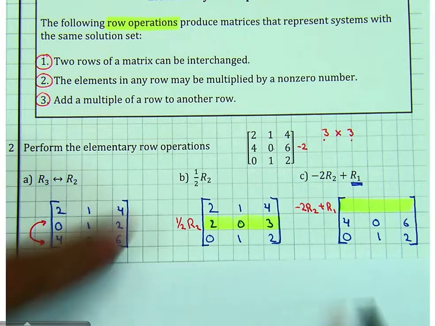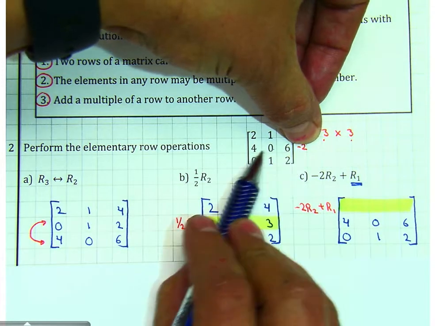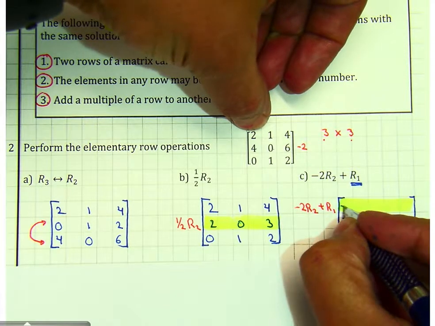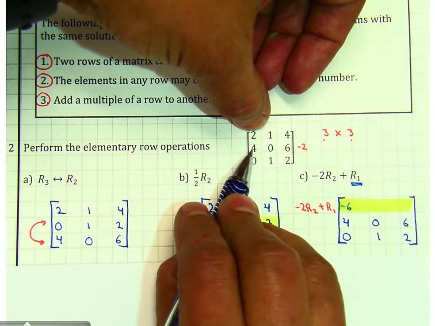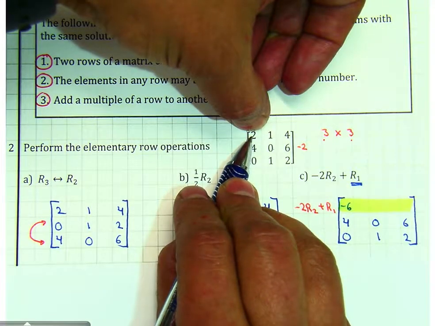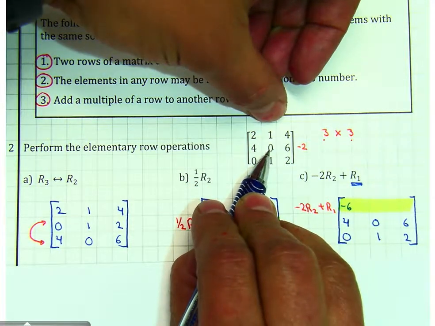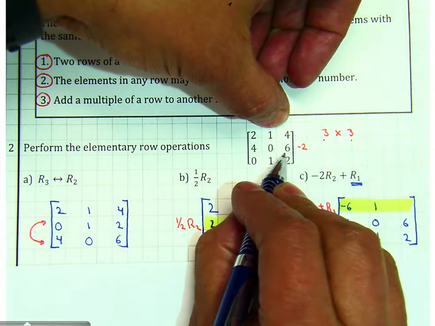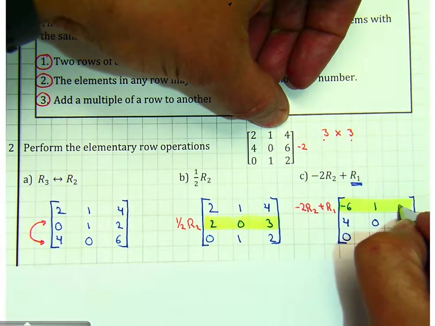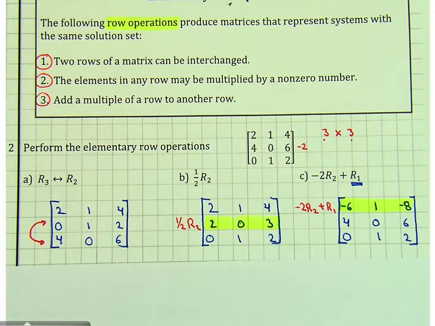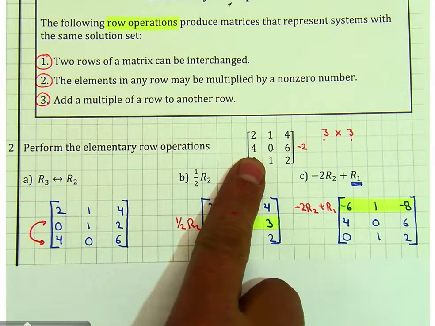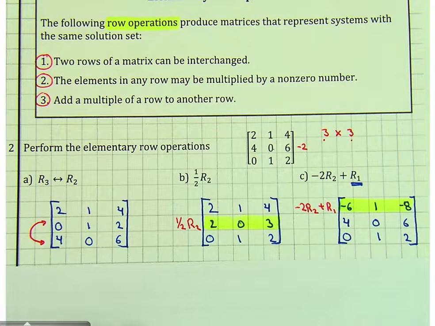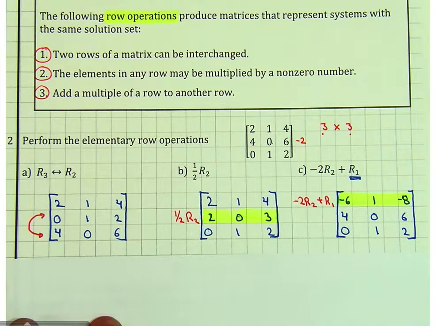So let's see. -2 times 4 is -8. Added to row 1 gives me a -6. So -2 times 4 is -8, plus 2, -8. -2 times 0 is 0, plus 1 is 1. -2 times 6 is -12, plus 4 will give me a -8. So this matrix and this matrix will have the same solution set. It doesn't matter if we make those row operations.